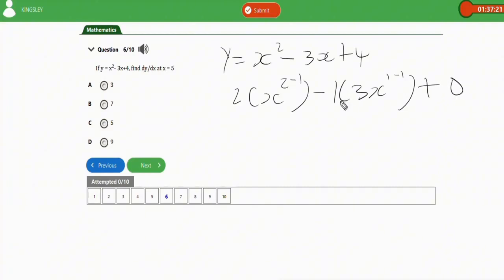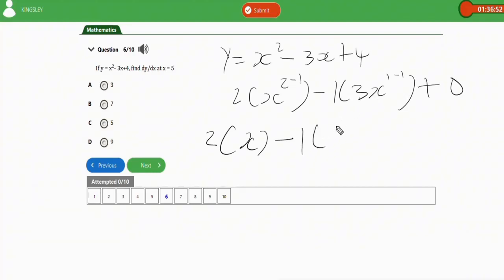Okay, so let's keep breaking this down. This same thing as 2 in bracket x 2 minus 1 will give you 1, so you can just leave it like that. X to the power 1 is same thing as x. Minus 1 times 3 will still give you minus 3. So we have minus 1.